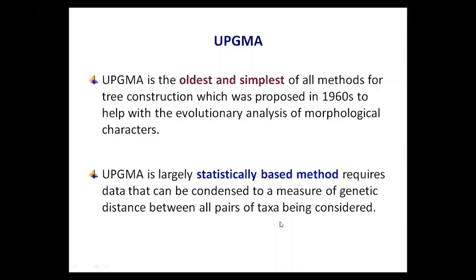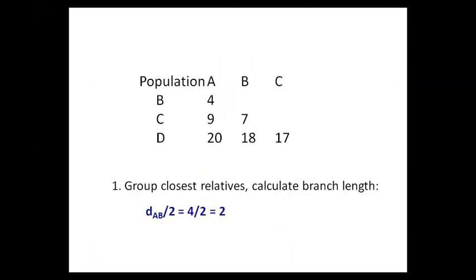What is UPGMA? This is one of the oldest and simplest methods of doing phylogenetic analysis. This method is based on statistics. It was first proposed in 1960. Now let me give you an example of how this UPGMA method can be used for drawing a phylogenetic tree.